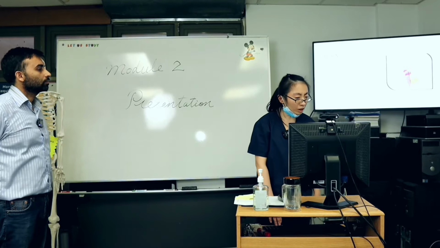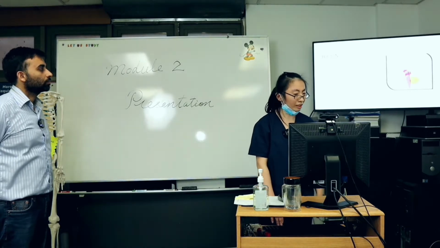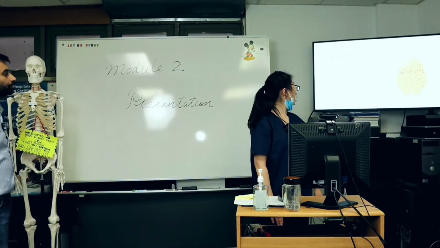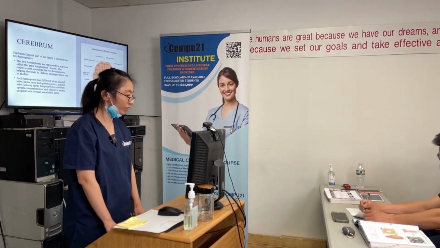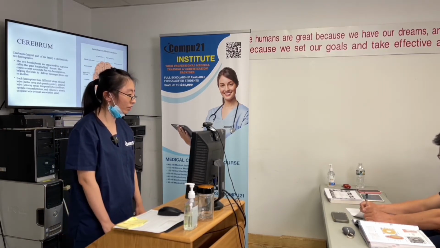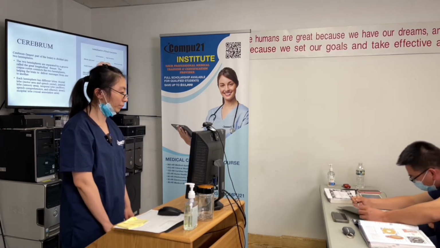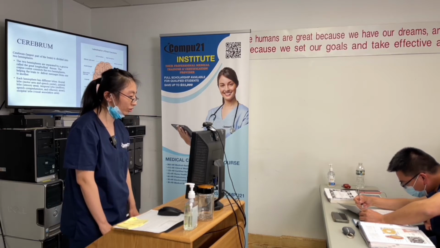The first one will be cerebrum, cerebellum, diencephalon, and the brainstem. The first one, the cerebrum, is the large part of the brain. It's divided into two hemispheres. The two hemispheres are separated by a groove called the great longitudinal fissure.